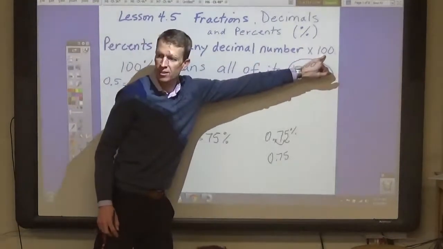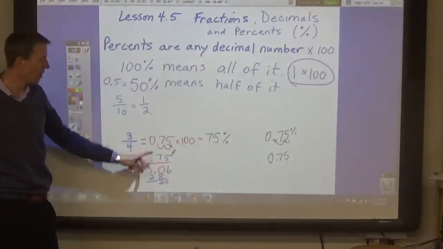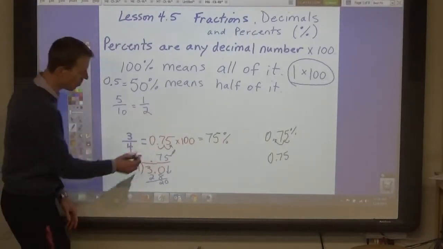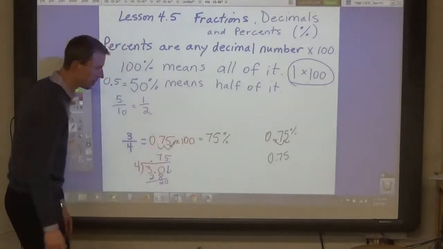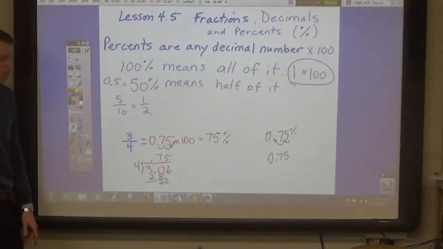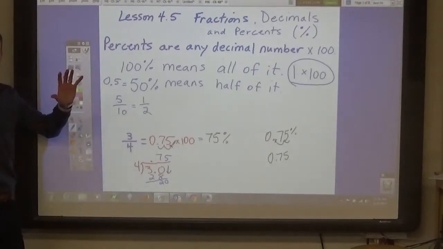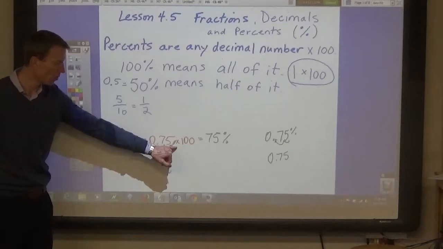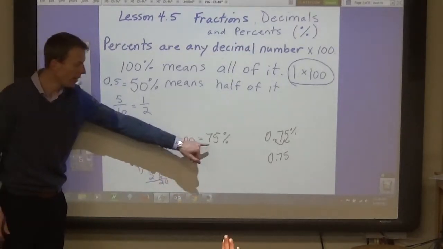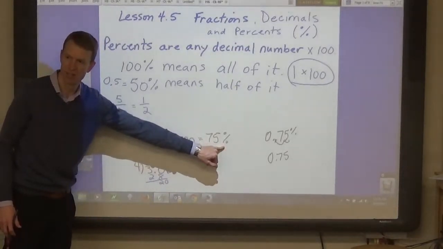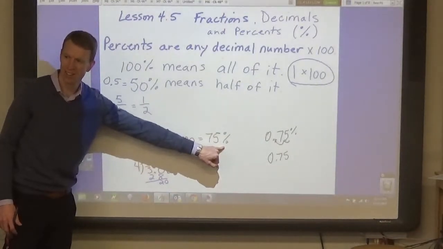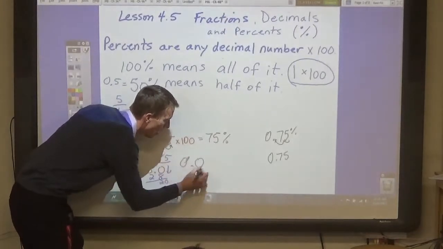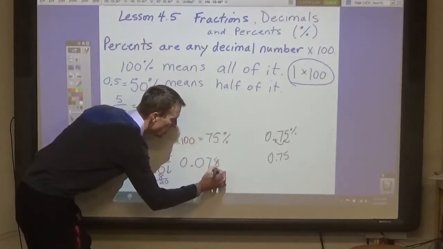Then, to convert it to a percent, multiply by 100. Now, a shortcut way to multiply any decimal by 100 is just to move the decimal point over 2 places. You can multiply any decimal by 100 by just moving the decimal point over 2 places. And then writing the percent sign. Pretty cool, huh? So what would this be as a percent?